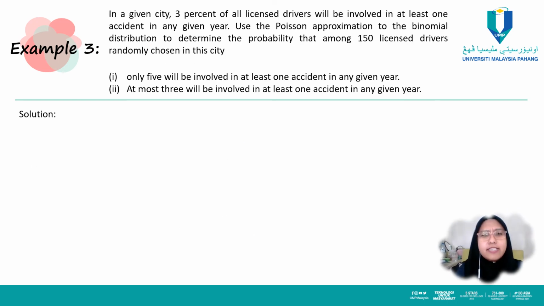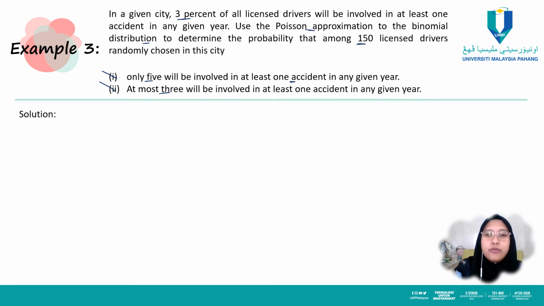Alright, now let's try example number 3. In a given city, 3% of all licensed drivers will be involved in at least one accident in any given year. By using Poisson approximation to the binomial distribution, determine the probability that among 150 licensed drivers randomly chosen in the city, first, only 5 will be involved in at least one accident in any given year. And the second question asks you to find the probability that at most 3 will be involved in at least one accident in any given year.